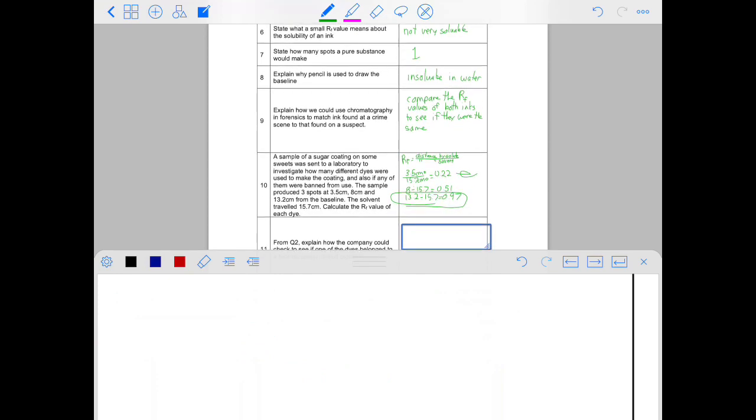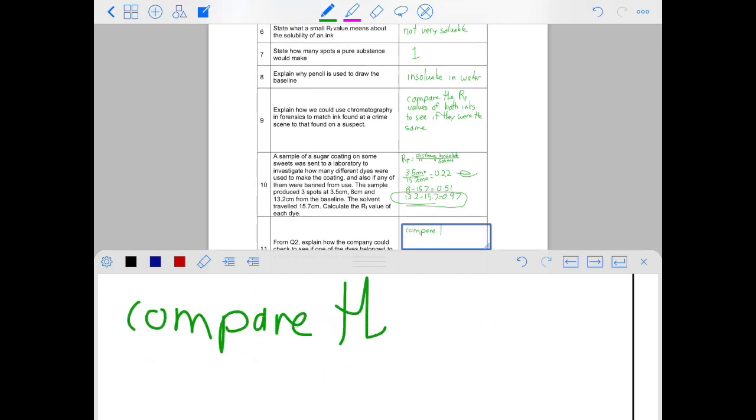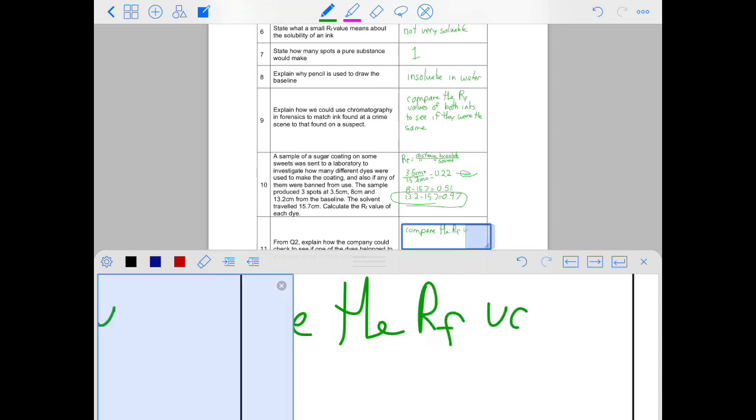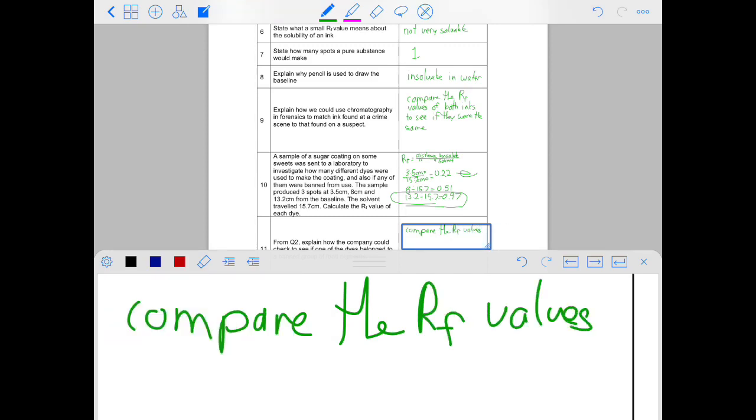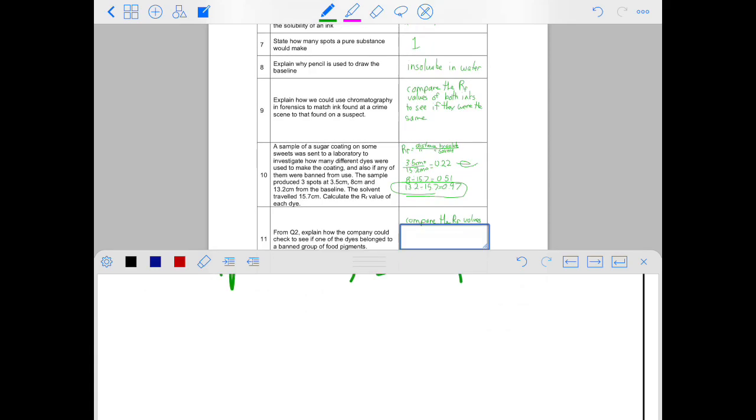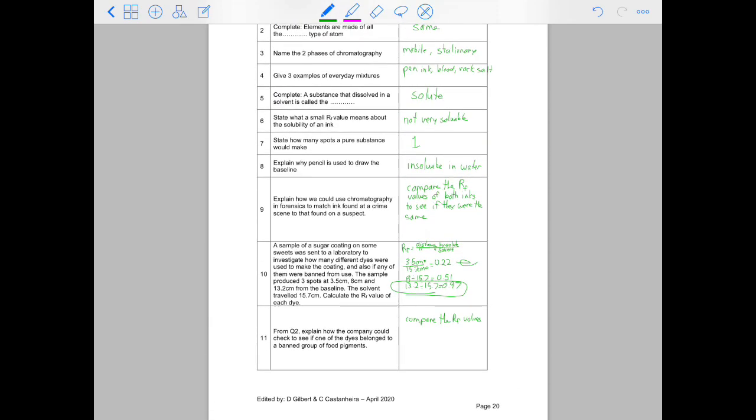You would simply compare the RF values. Because remember, the RF value shouldn't change depending on what it is, because it's that comparison. So if you use the same solvent and the same ink, it will always be the same RF value.